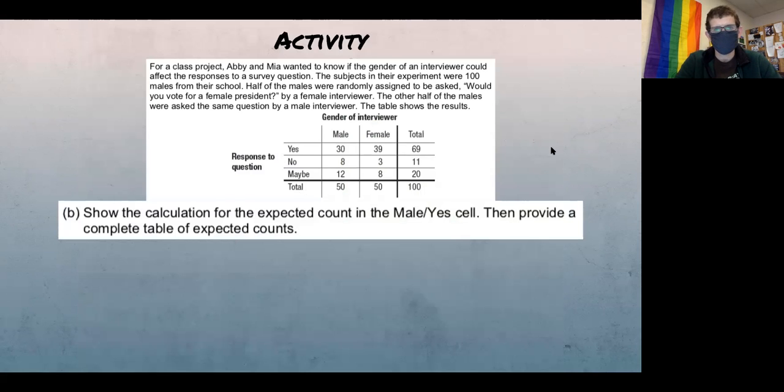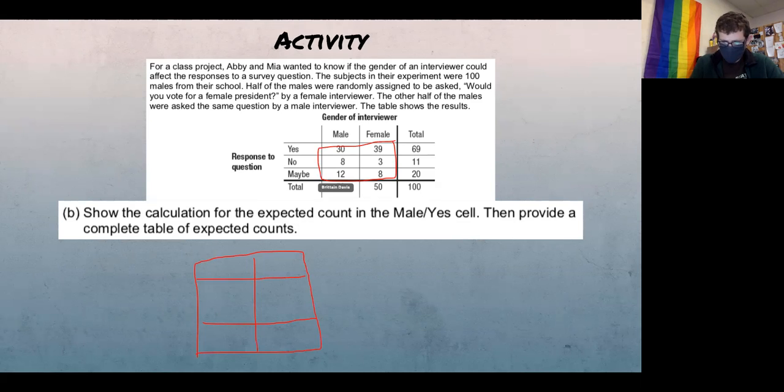Show the calculation for the expected count in the male yes cell. Then provide a complete table of expected counts. This is the one where it gets a little more challenging. All right. It's really not that bad, but let's look at this, and we're trying to find the expected counts. What I'm not actually going to have are the row totals and the marginal totals. So this only represents this part of the table. And I want to find expected counts.